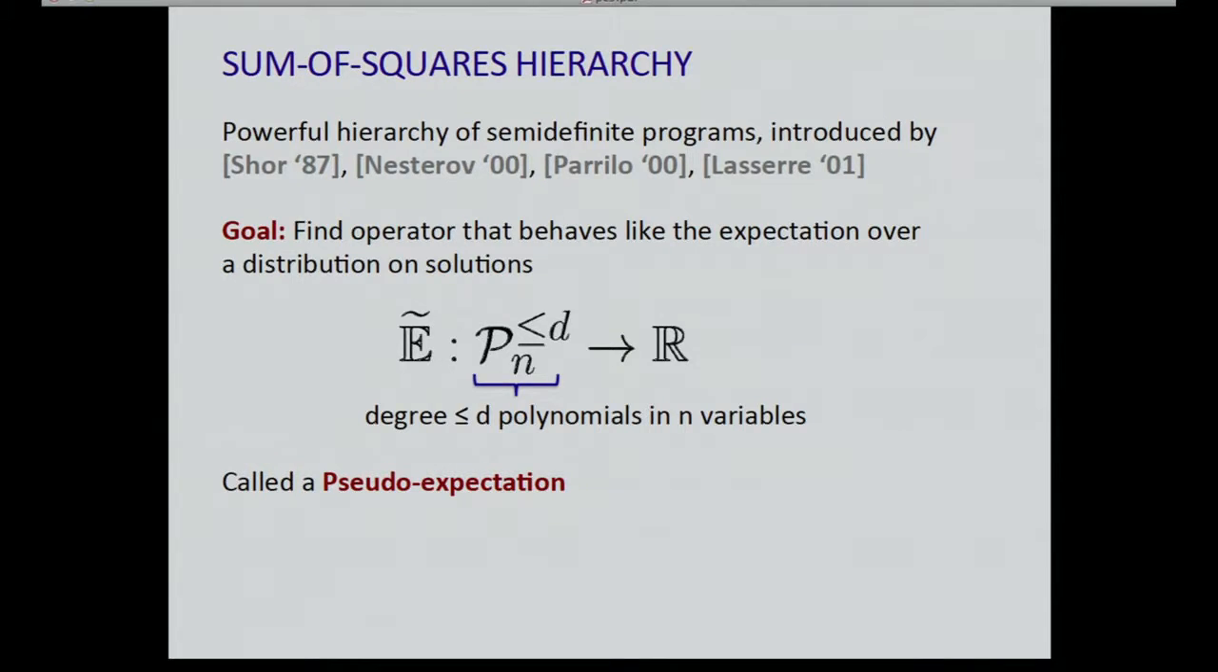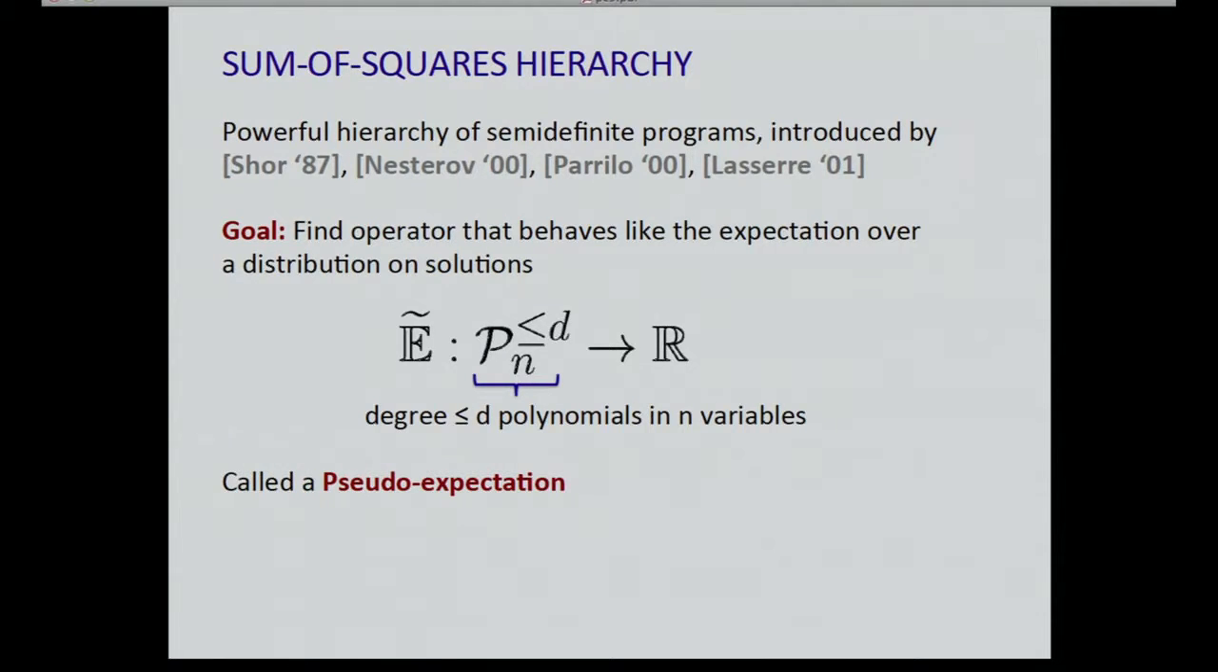But the way to think about sum of squares is actually to think about it in a slightly different way than through its proof system. The goal of sum of squares is to find some operator. This operator is E tilde throughout this talk, and it's called the pseudo-expectation operator.